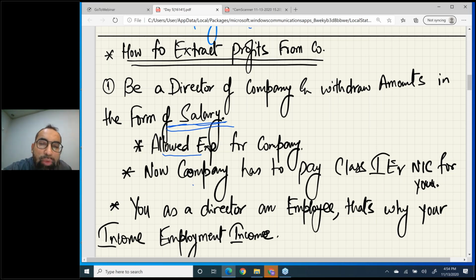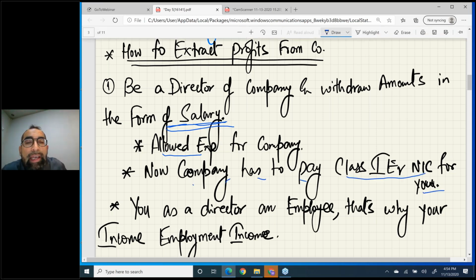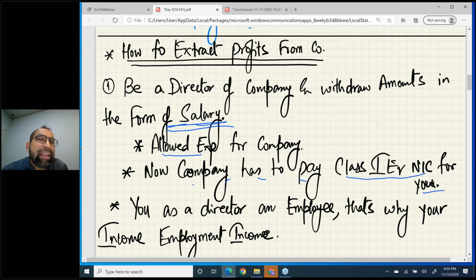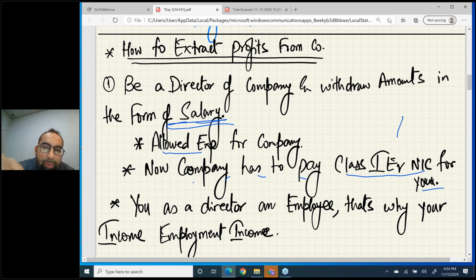Now the company has to pay class 1 employer NIC for you, as the company is the employer and you are the employee. And look at me, that class 1 employer NIC is also an allowed expense, just as we did in the last Orders Limited example. Class 1 employer NIC is also an allowed expense for the company. Don't forget, this is the game of memory, please. Now, these are the consequences for the company.